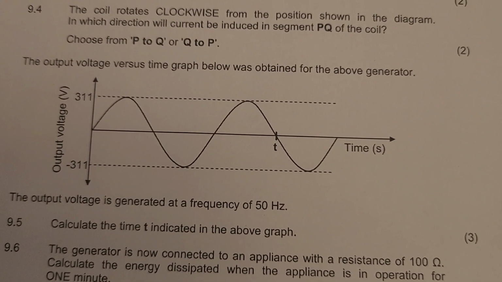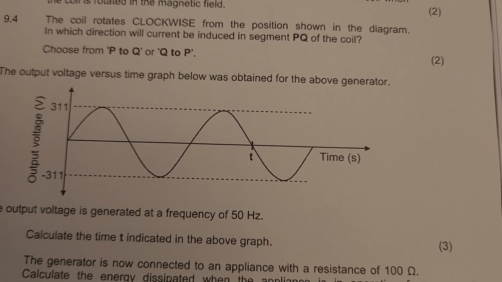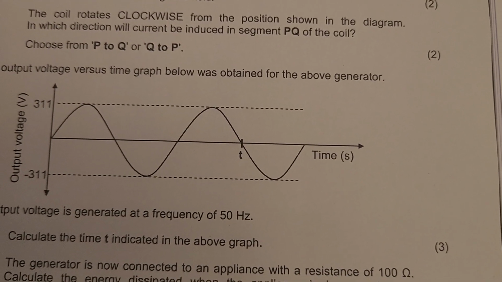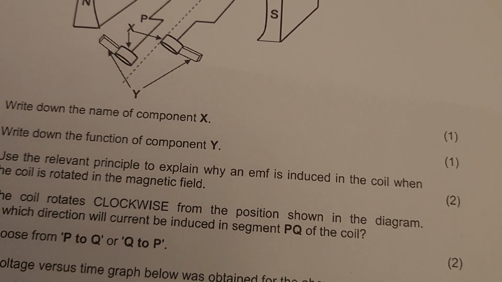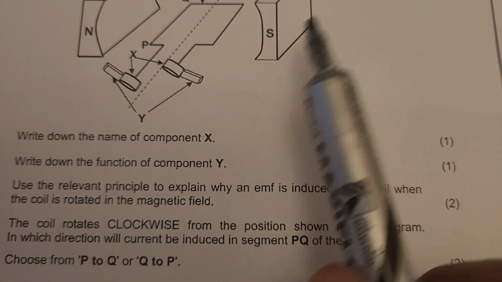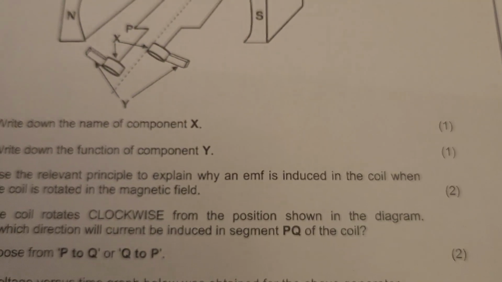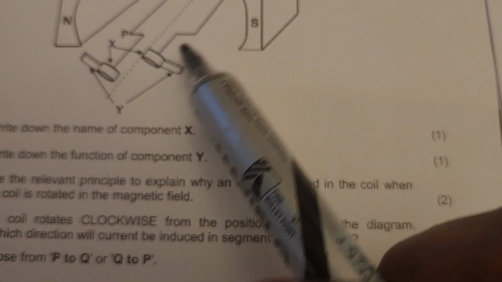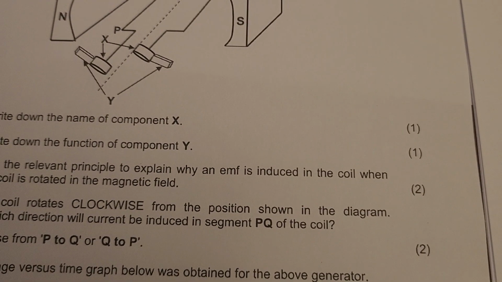Number 9.4. The coil rotates clockwise from the position shown in the diagram. In which direction will the current be induced in segment PQ? So we know in simple terms, when coming to generators, if north is on the left and south on the right, then the generator will follow. If the coil is rotating clockwise, the current will also flow clockwise.